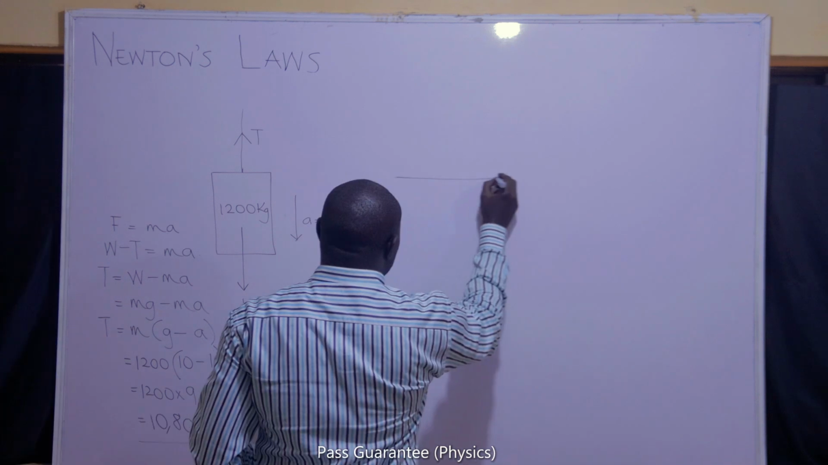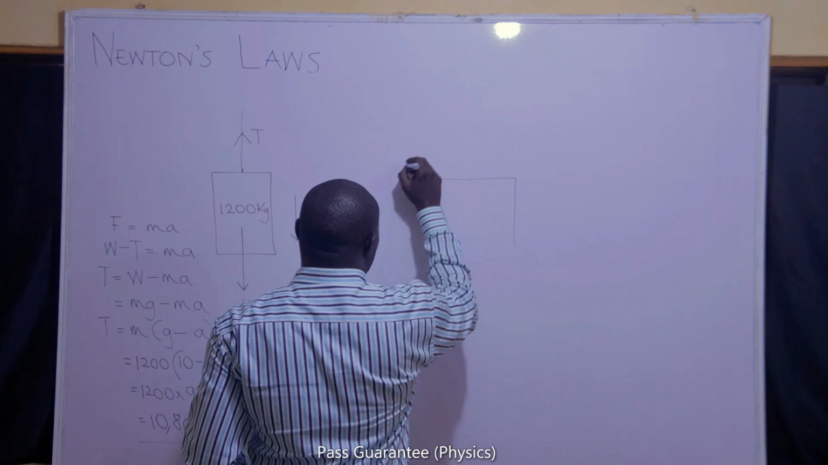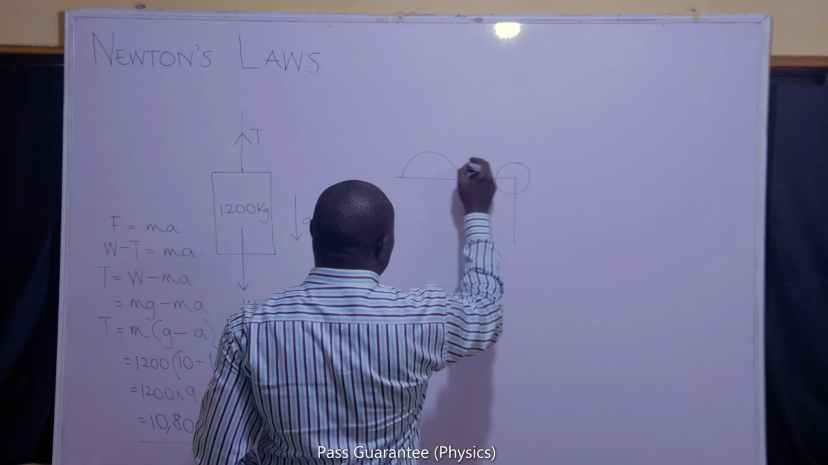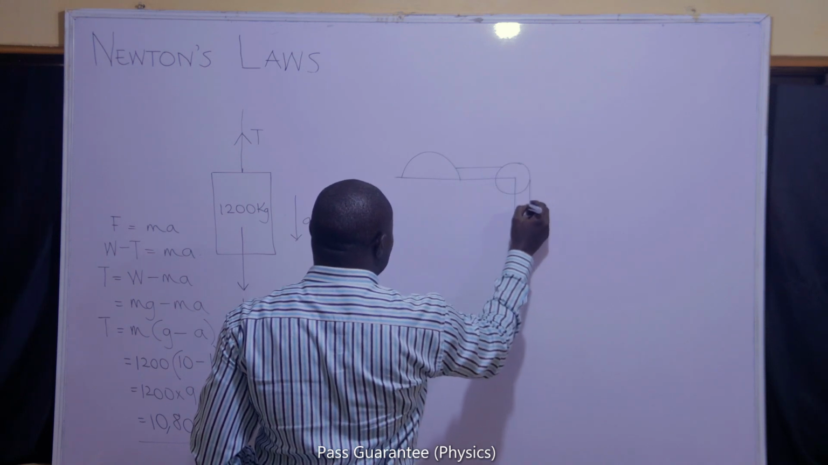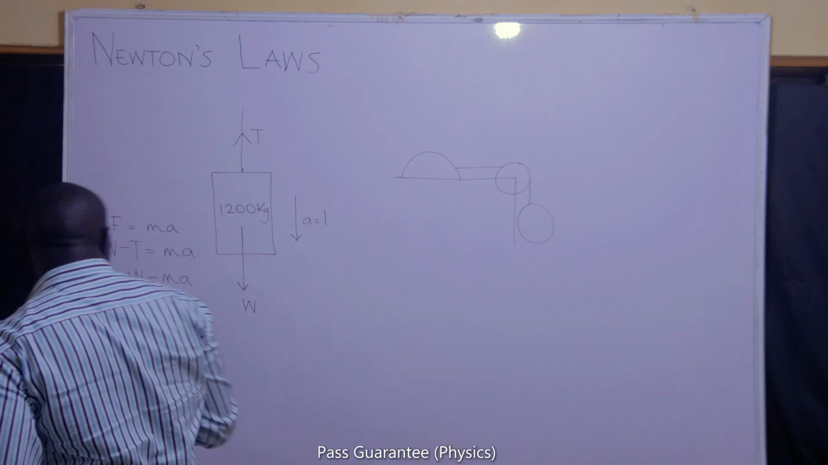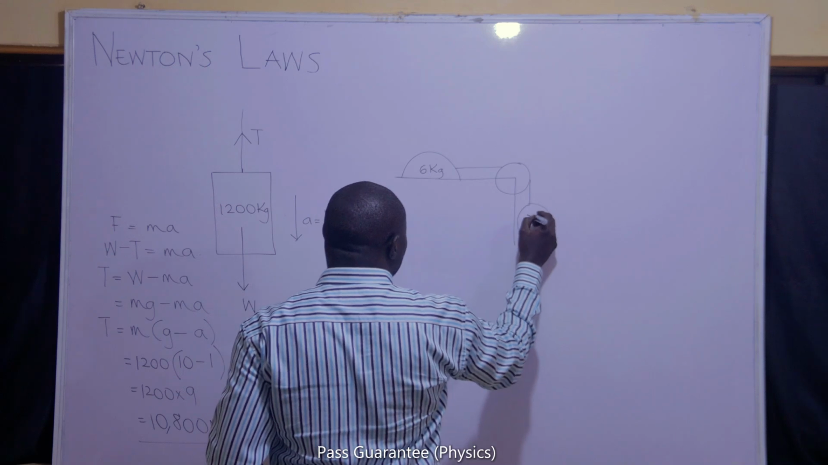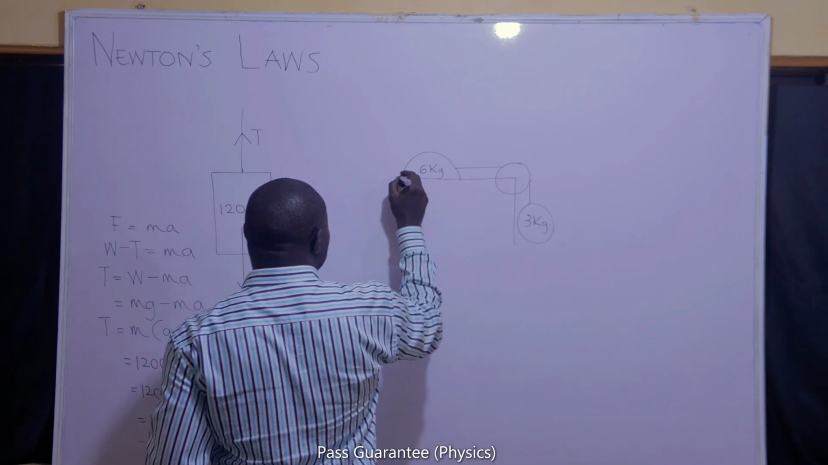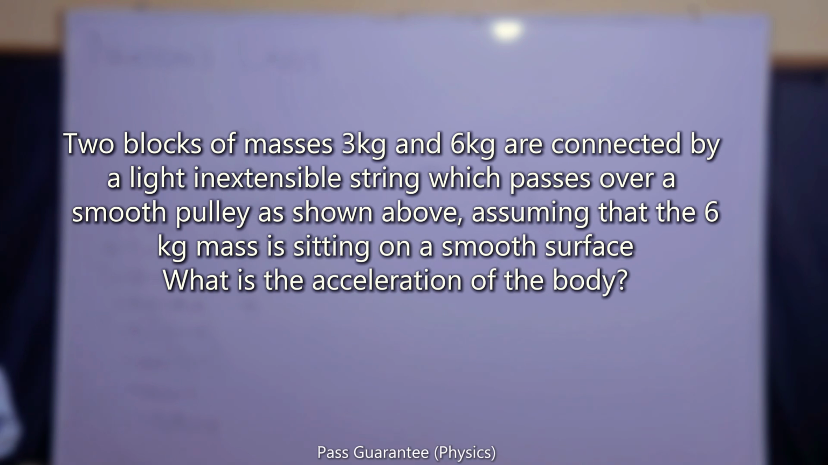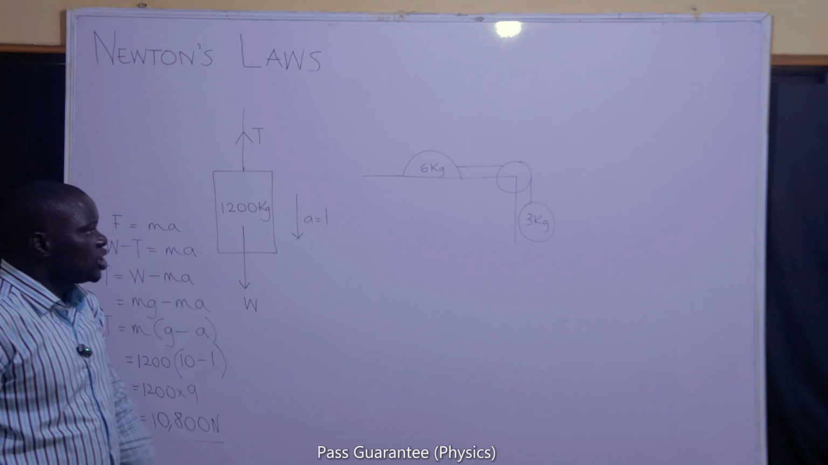We are given a system of forces. This object is said to be 6 kilograms, and this object is said to be 3 kilograms. Two connected objects. I've been told that two blocks of masses 3 kilograms and 6 kilograms are connected by a light inextensible string which passes over a smooth pulley, as shown above. Assuming that the 6 kilogram mass is sitting on a smooth surface, what will be the acceleration of the body?